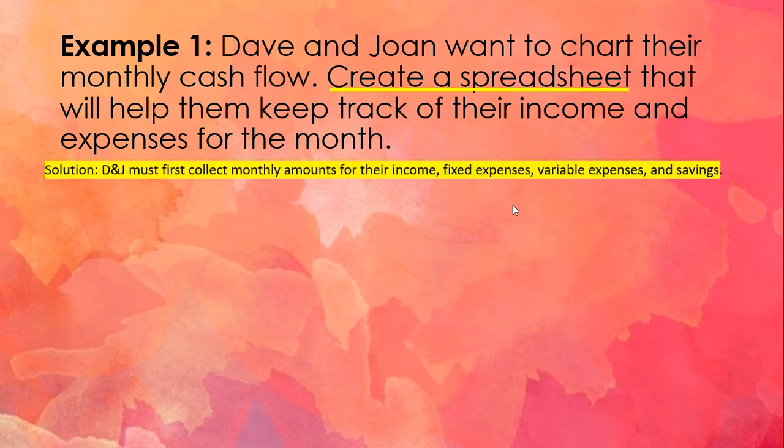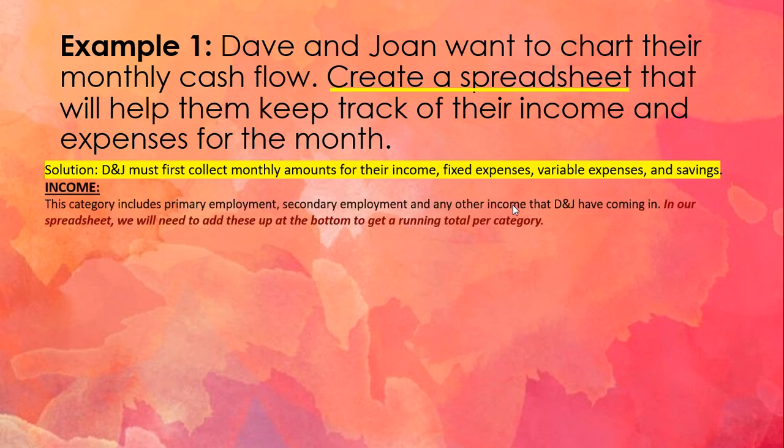So in order to create a spreadsheet, we have to collect the monthly amounts of their income, their fixed expenses, their variable expenses, and their savings, kind of like in that list that was provided by Dave and Joan. So for the income, this is going to include primary employment, secondary employment if they had a second job, and any other income that they have coming in. And in our spreadsheet, we're going to need to add these up at the bottom to get a running total. I'm going to refer to this a bunch of times, but as we get into our spreadsheet, we're going to need to add these up.